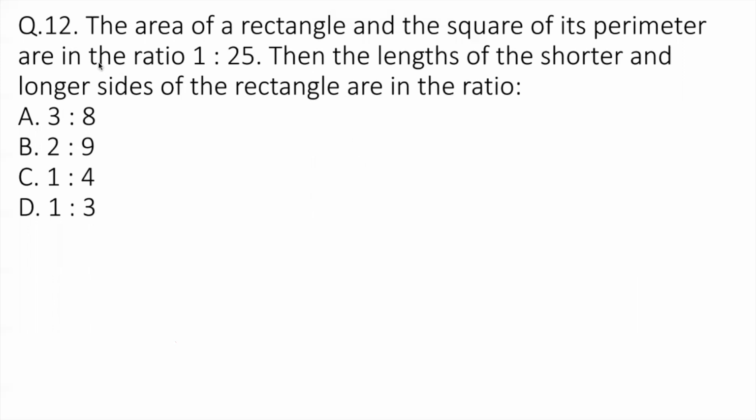All right, now the question says the area of a rectangle and the square of its perimeter are in the ratio 1:25. Then the length of the shorter and the longer sides of the rectangle are in the ratio. One way to solve it is to assume the length and breadth as L and B respectively. So the area will be L into B, and the perimeter will be 2 times (L plus B). The square of this perimeter will be 2 squared, 4, into (L plus B) the whole square.